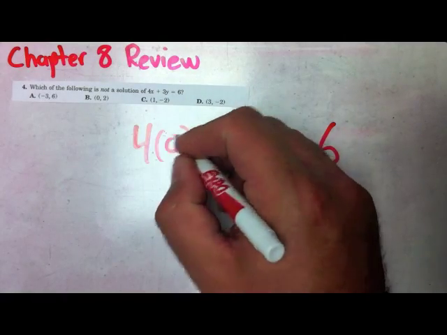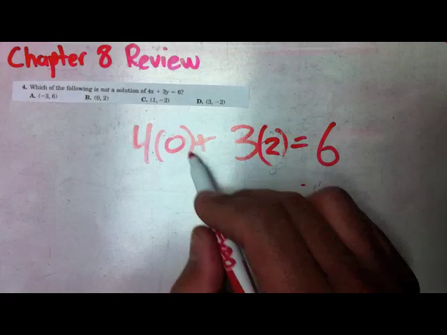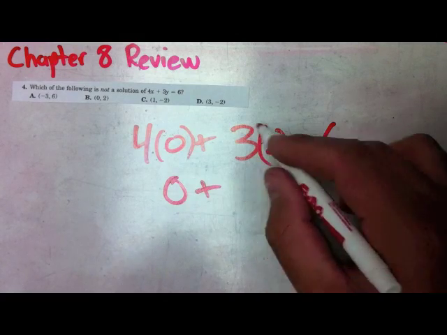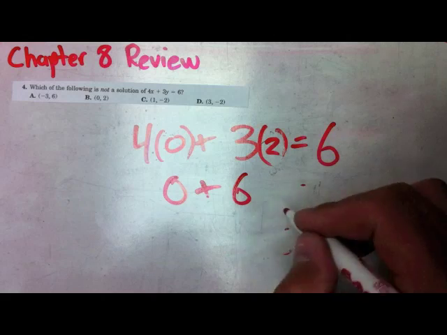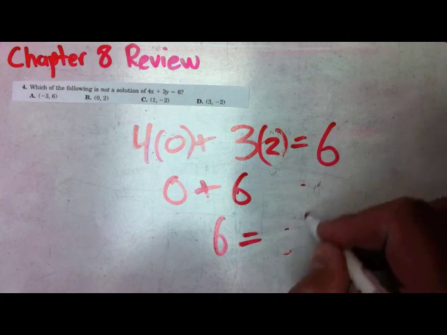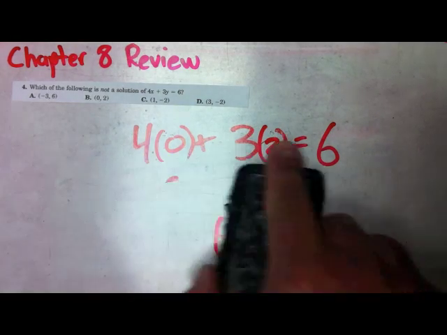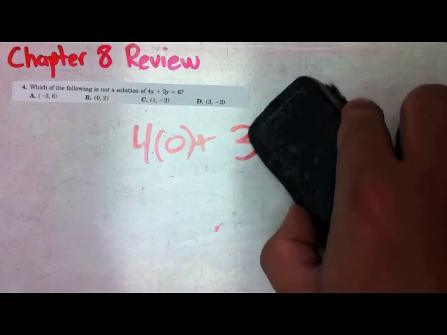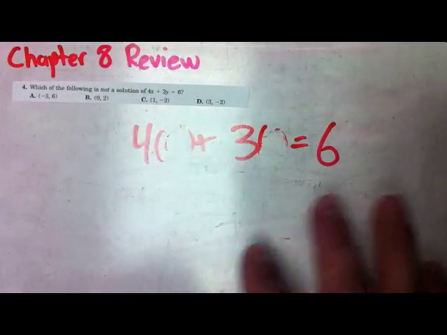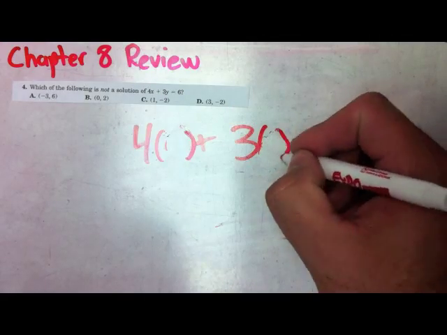In B, x is 0 and y is 2. 4 times 0 is 0, plus 3 times 2 is 6. 0 plus 6 is 6, and that's equal to 6. So once again, this is also a solution. That's not our answer. We're looking for the one that's not a solution. So let's move on to C.